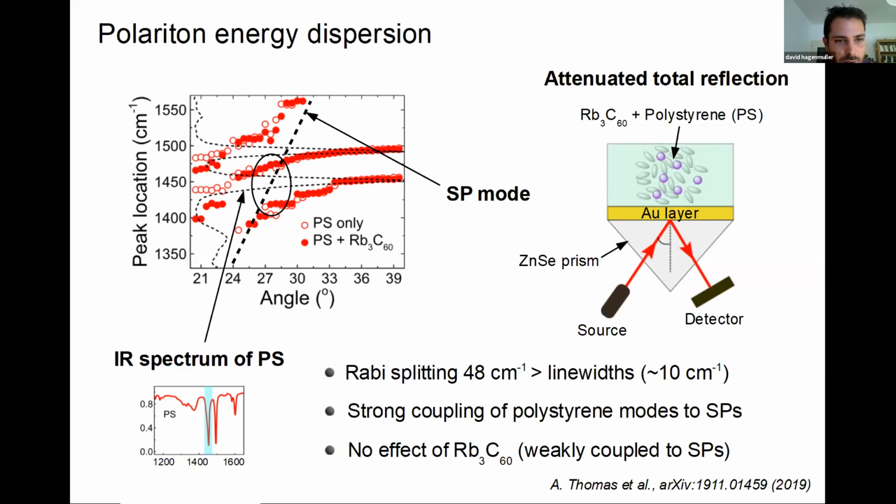So the first thing we see is that the Rabi splitting in the vicinity of this resonance is larger than the line width of the uncoupled modes. This means that we are in a strong coupling regime. On the other hand, we see that there is practically no difference between these two sets of data, which means that phonons in the superconductor don't play any role in the strong coupling of the film, as we can expect from the general arguments that I explained before.